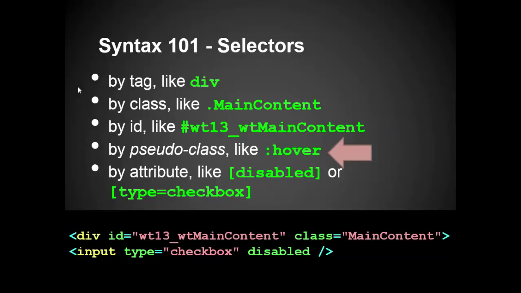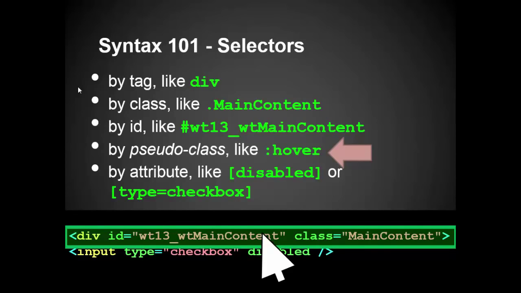Then we have selectors by pseudo class. In this example we have several pseudo classes, like first child, last child, and here we have hover. What is going to be selected with this pseudo class? So imagine that we apply this pseudo class to the div. This means that when the user does a mouse over our div, the styles that were created for the hover are going to be applied to that element.